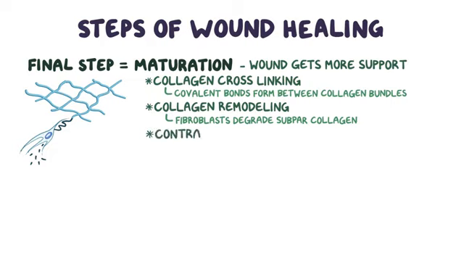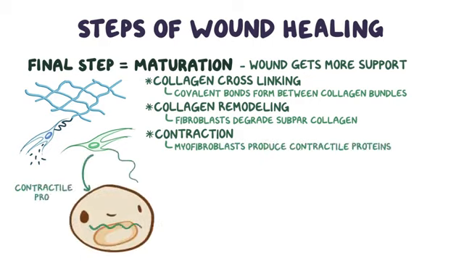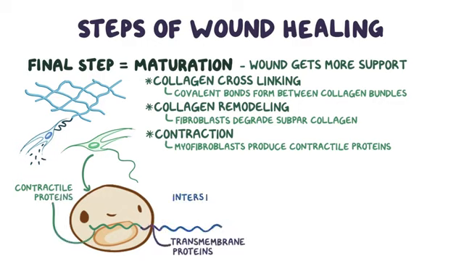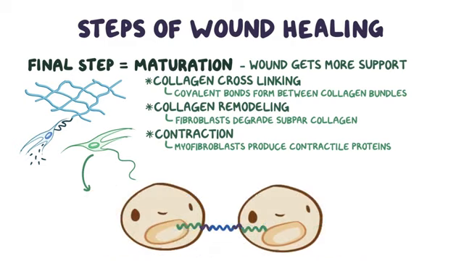After that, there's contraction, which is when special fibroblasts called myofibroblasts produce contractile proteins within the cell. These contractile proteins are attached to transmembrane proteins, which are attached to proteins in the interstitial space. So, when contractile proteins in the cell tighten, they pull on those proteins in the interstitial space, ultimately pulling the edges of the wound together. This step is particularly important in large wounds that must heal by secondary intention.